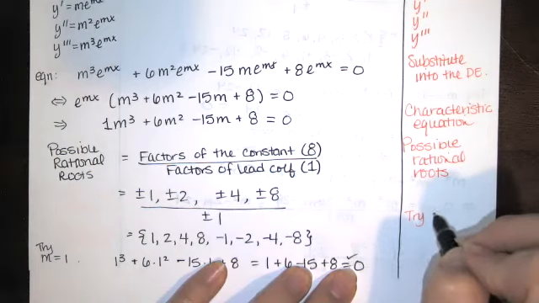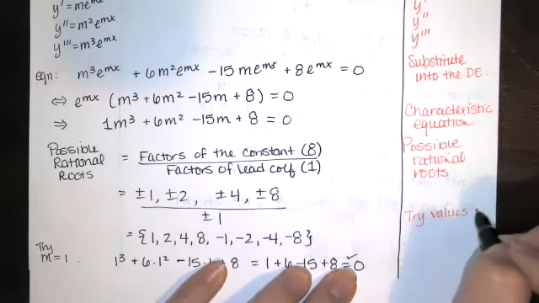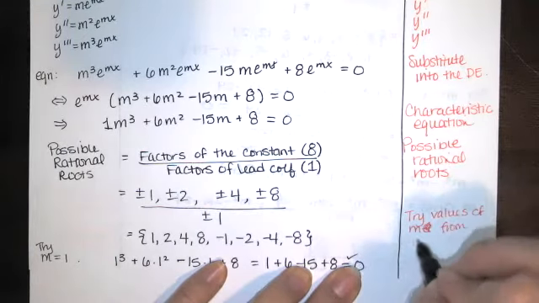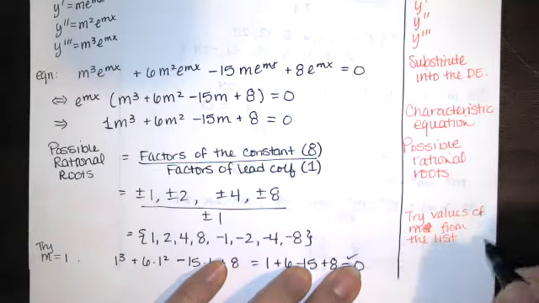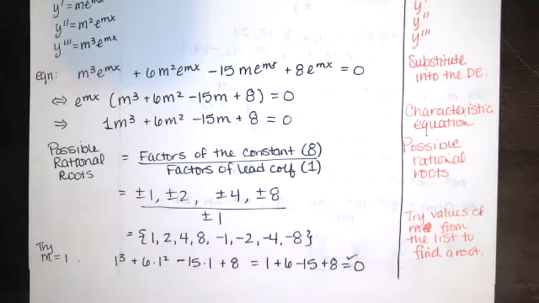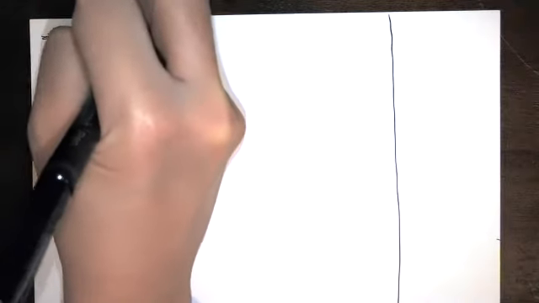So what we did was we were trying values of m from our list. And our goal is to find a root. And again, a root is a value of m that will cause the polynomial to be 0. We can also call these zeros of the polynomial. So we had m equals 1 is a root of the polynomial. That means that m minus 1 is a factor.